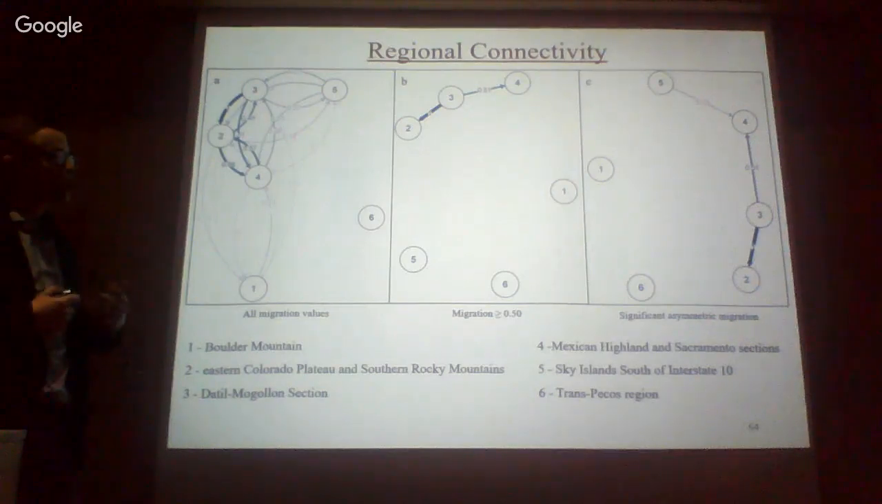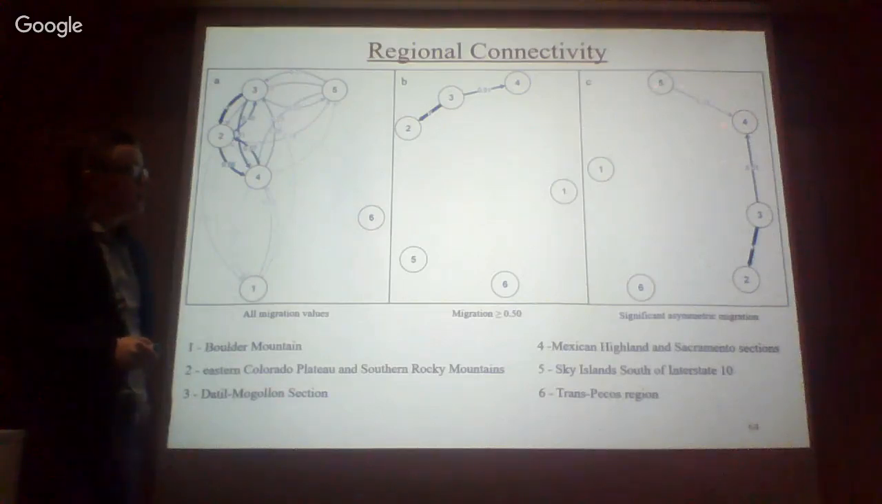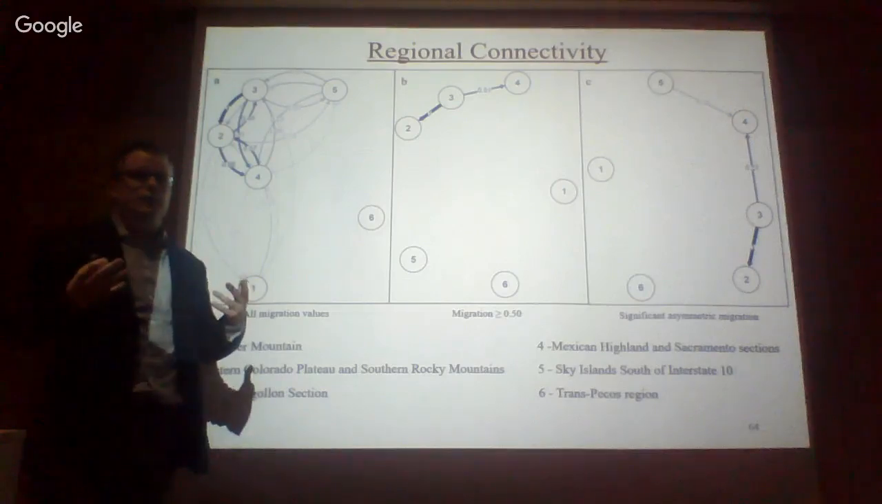And when we look at asymmetric migration, we did see some significant relationships occurring. I won't go into this too much because it's hard to tell, but I'll get into what that actually means here.